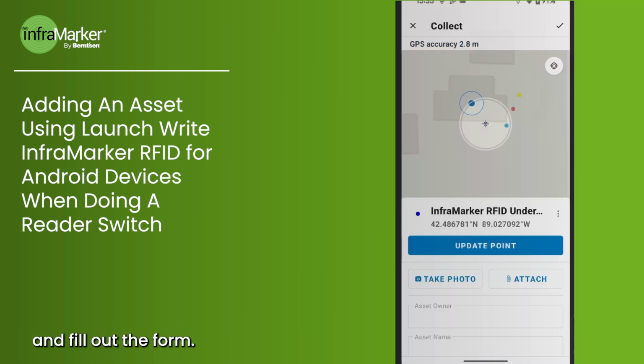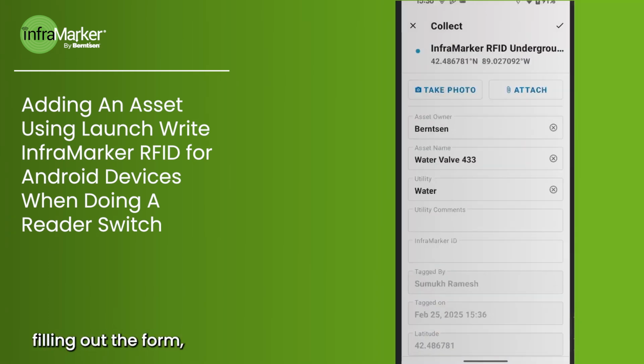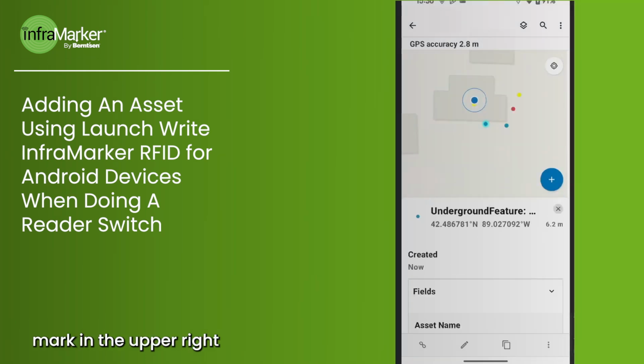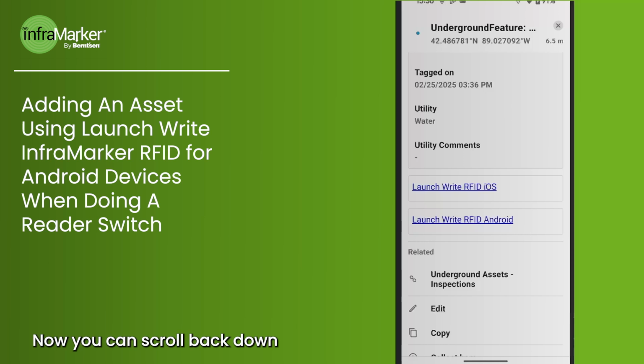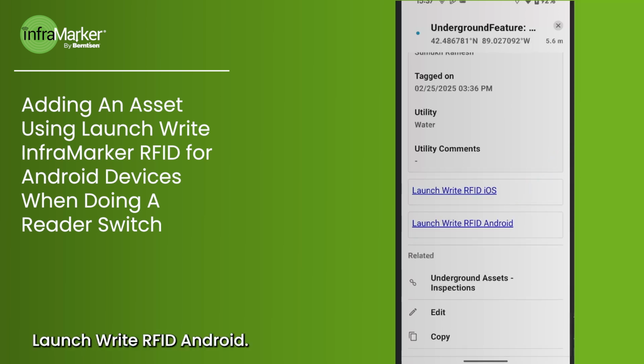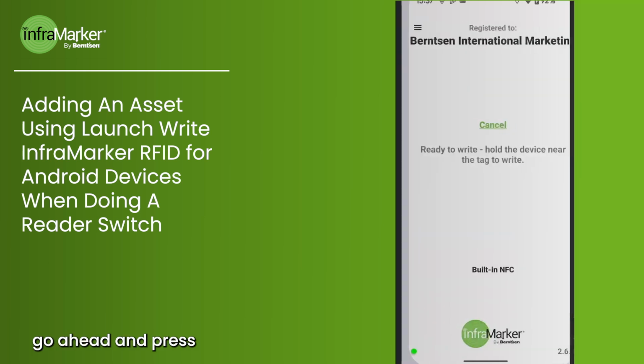Go ahead and fill out the form. Once you're done filling out the form, press on the check mark in the upper right-hand corner that saves the asset to the feature layer. Now you can scroll back down until you find Launch Write RFID Android. Since we're using an Android device, go ahead and press on that link.